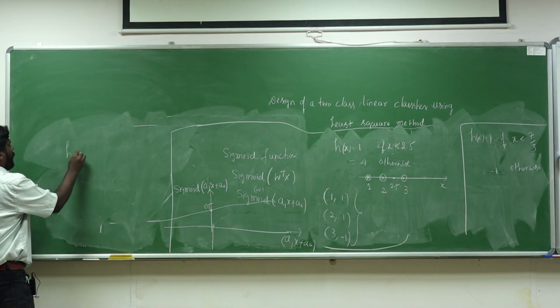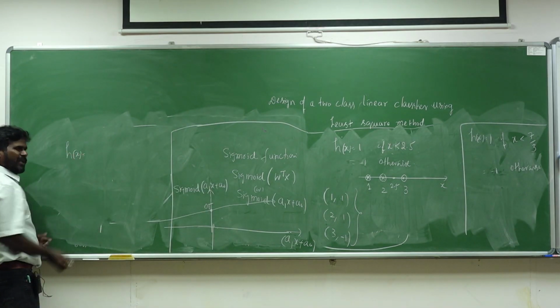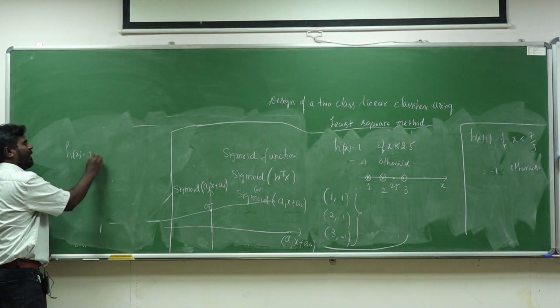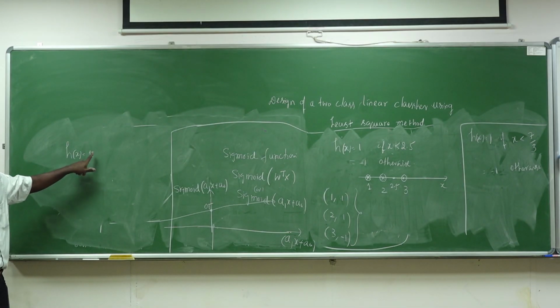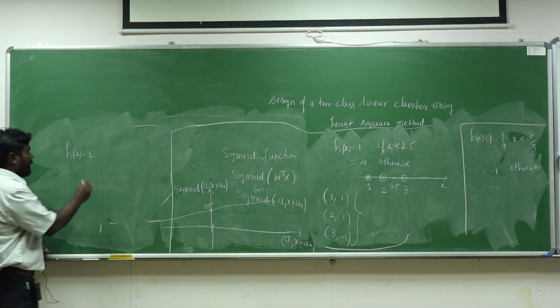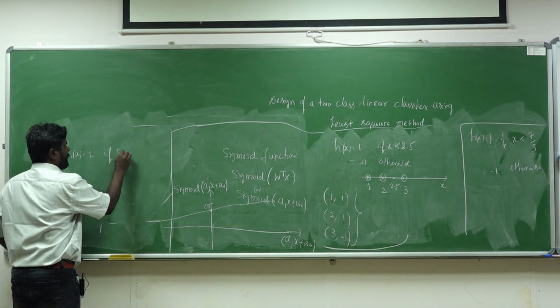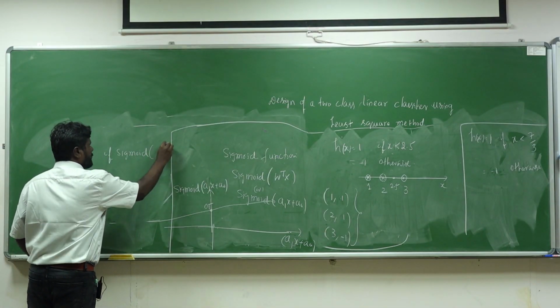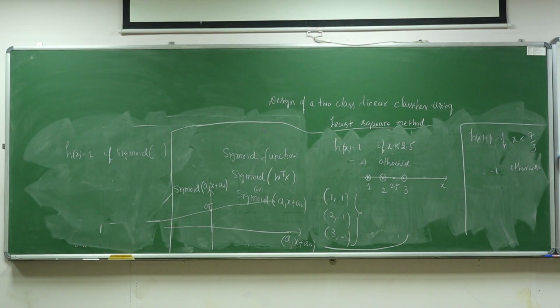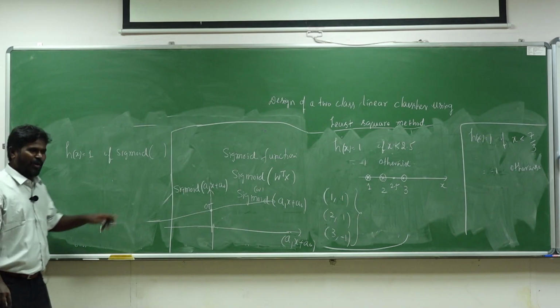now h of x is equivalent to the classifier takes class 1. Okay, class 1 is represented by 1, if the sigmoid of this is greater than 0.5. Now what is the threshold?